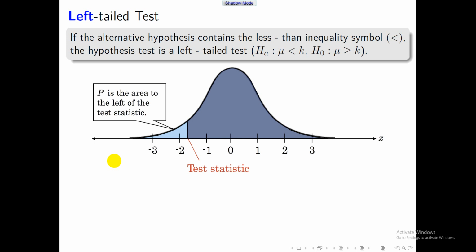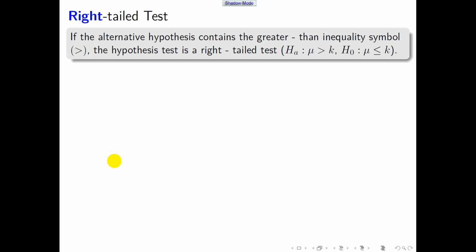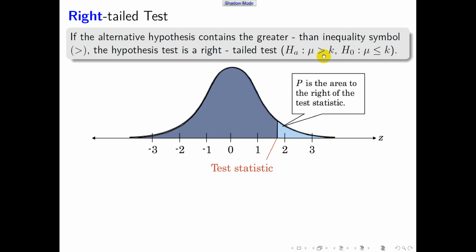If the alternative hypothesis has the bigger sign, like this, mu is bigger than k, right? It's the sign of the alternative hypothesis. I'm going to find this critical point, or the test statistic, and the area more to the right of the test statistic is going to be the p-value, okay?